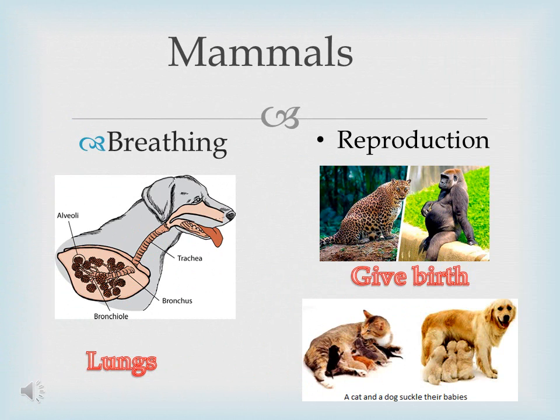Another characteristic of mammal animals is that they use their lungs to breathe. The last way we can recognize a mammal animal is that they give birth, and after they have their babies, they suckle them.